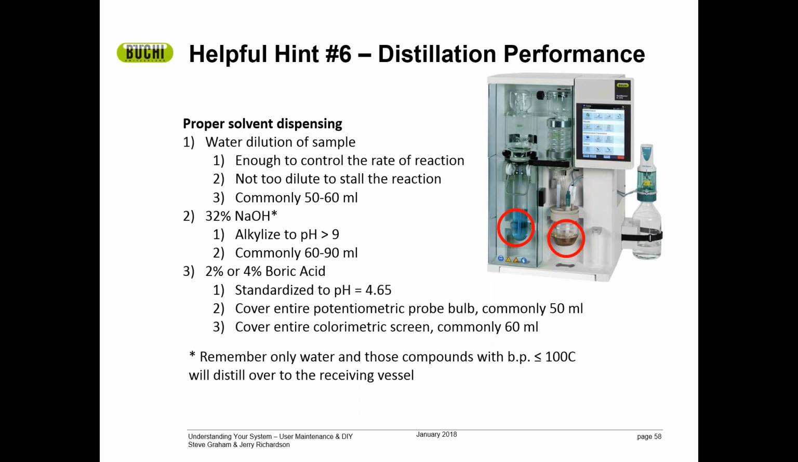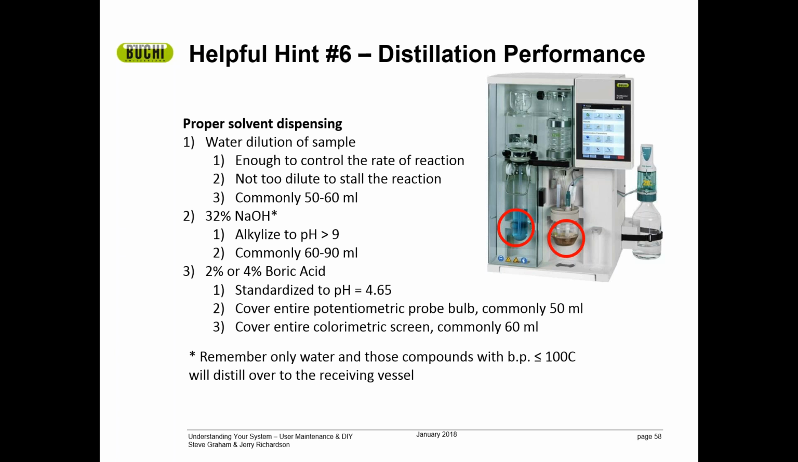Okay, so we just discussed the distillation performance due to the pump calibration. Here we go. The water dilution, if it's too much, it can stall the reaction in the sample tube. Typically, you're going to use 50 mils of water for your sample. At 32% sodium hydroxide, typically you're going to use 60 to 80 mils of sodium hydroxide. That makes the sample up to above pH 9.